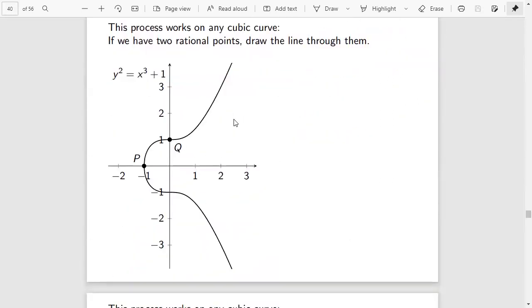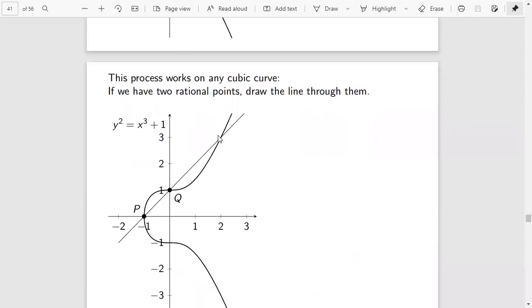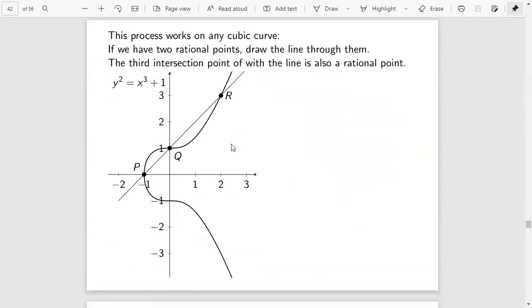And there was nothing special about y squared equals x cubed minus x plus 1. I could do this with any cubic curve, just the same. So if I have 2 points already, I draw the line through them, I get a third point where it intersects the curve.